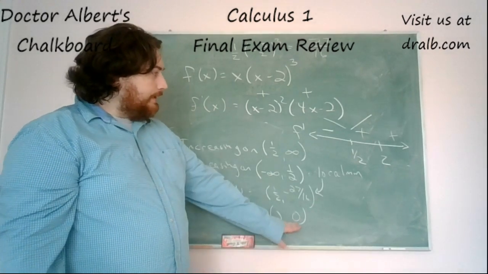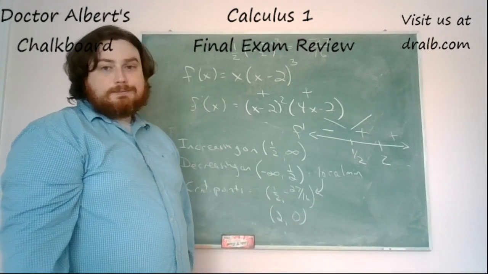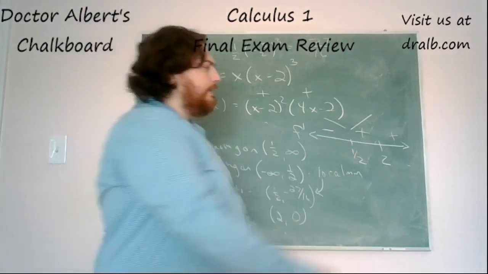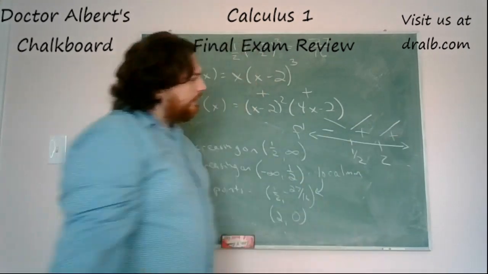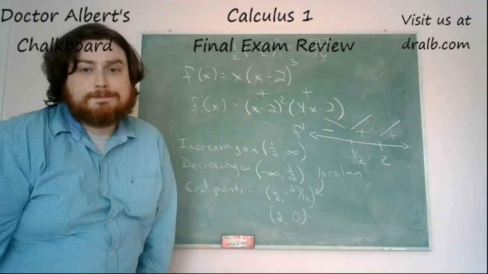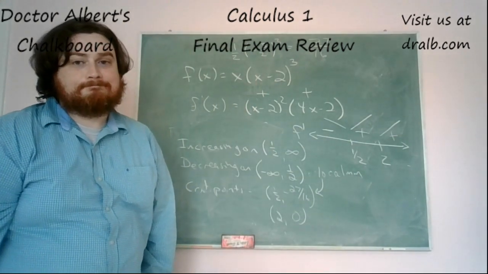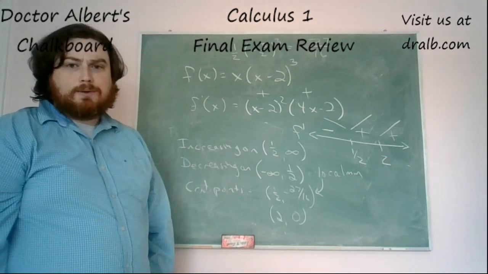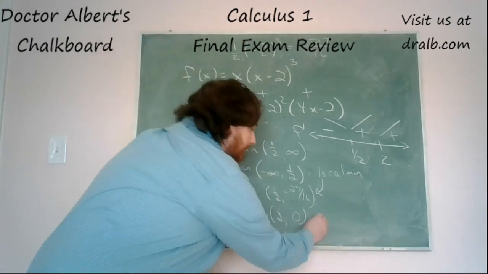Now at 2, 0, do I have a min, max, or neither? We have an increase and an increasing, therefore, well, I think that means I don't have a min or a max. Very good. So I have neither.